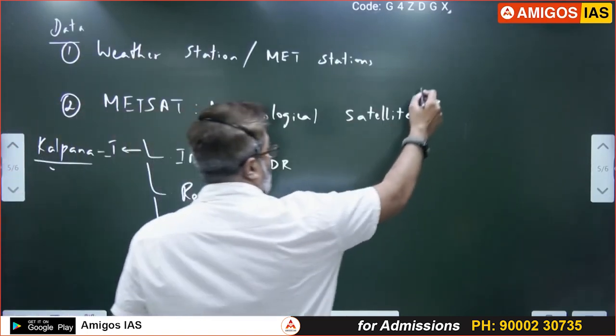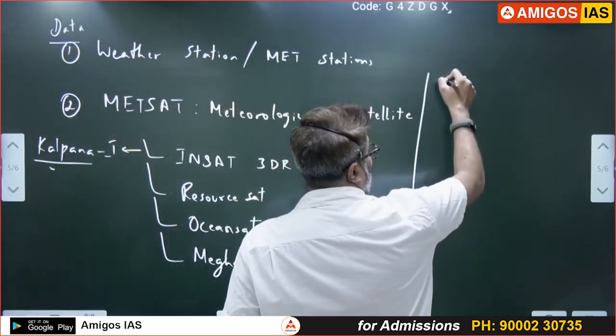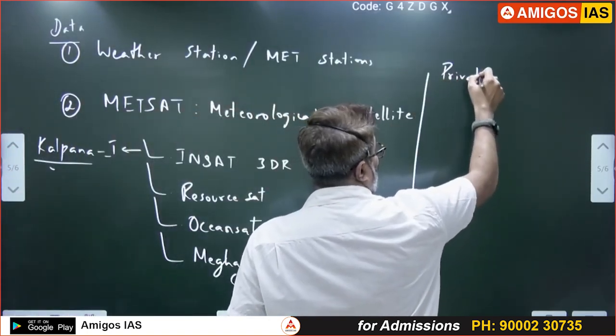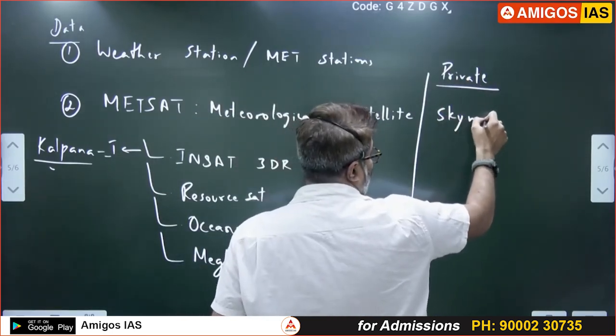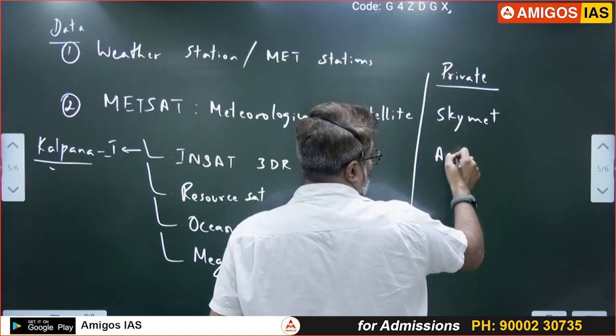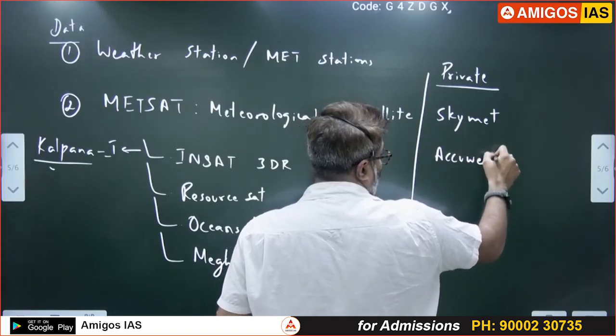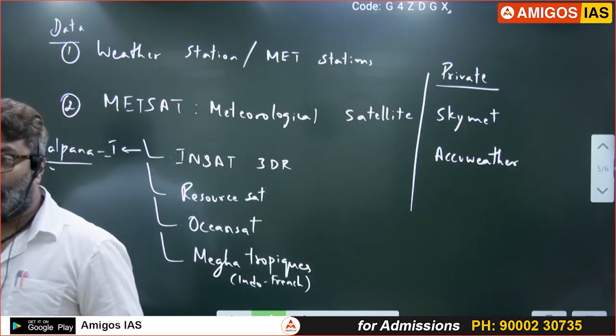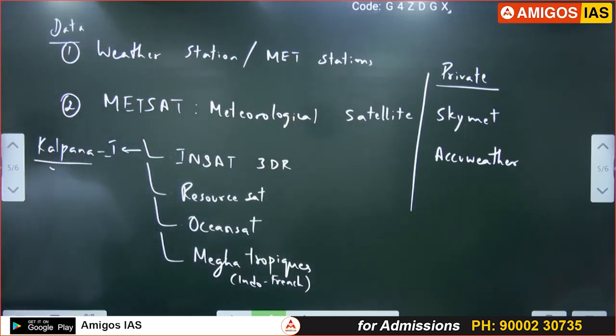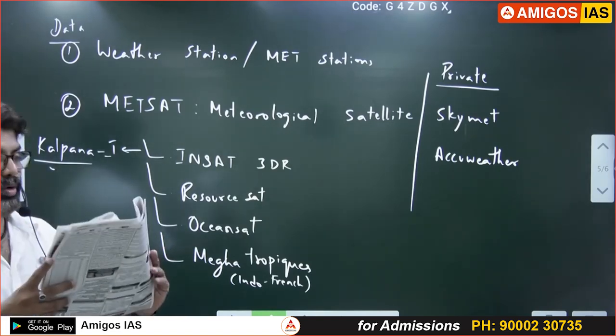I'll write here only. What I'm writing now is private agencies. In India, we have private organizations like SkyMet and AccuWeather.com. These two agencies are private agencies who give us weather related data. Okay, for example, see here, I will show you one more data.